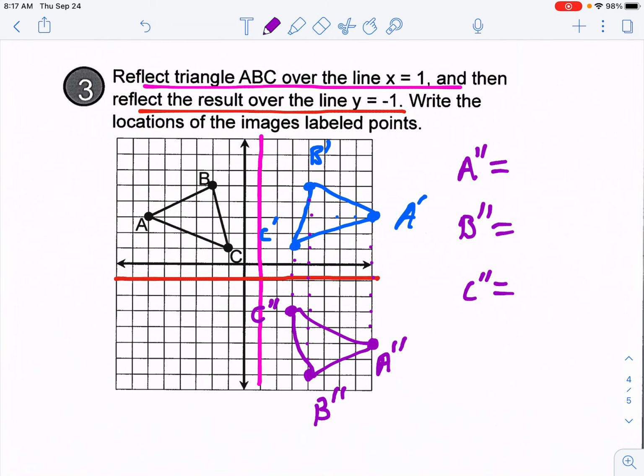A double prime, if I go back to 0, 0 on my graph, I go 1, 2, 3, 4, 5, 6, 7, 8 over, down 1, 2, 3, 4, 5, so 8, -5. B double prime is over 1, 2, 3, 4, down 1, 2, 3, 4, 5, 6, 7, so over 4, down 7. C double prime, if I go back to 0, 0, is over 1, 2, 3, down 1, 2, 3. So right 3, down 3.